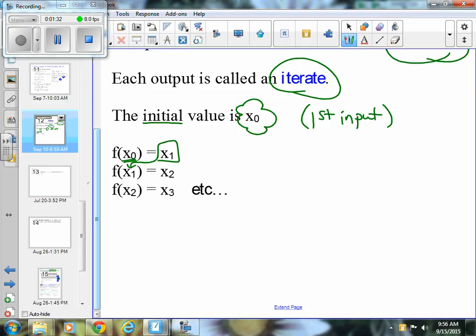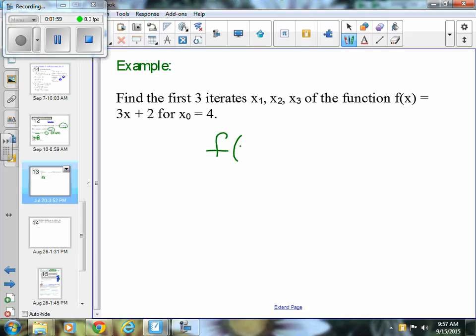You're using the same function, same rule, f, but you're taking the output for one, and it becomes the input for the next one. And you draw the rule, and sure enough, out pops your second output. That would be the second iterate, and we use that then as the input for the next one, and so on. It continues infinitely many times. So the idea of iteration is the output for one becomes the input for the next one. So the range becomes the domain for the next one. So let's take a look at an example of that so you can see what that looks like.